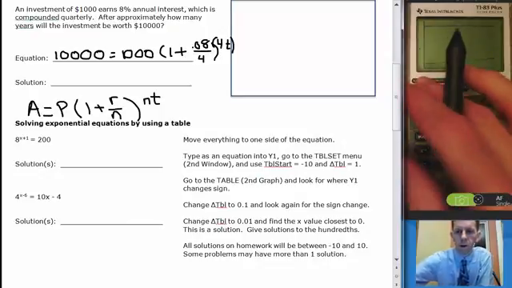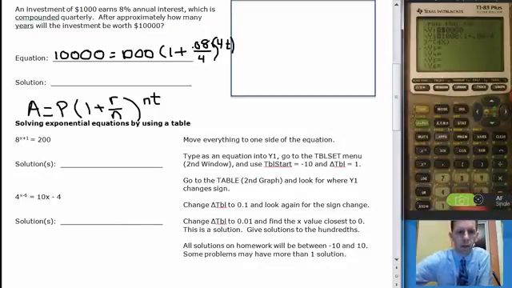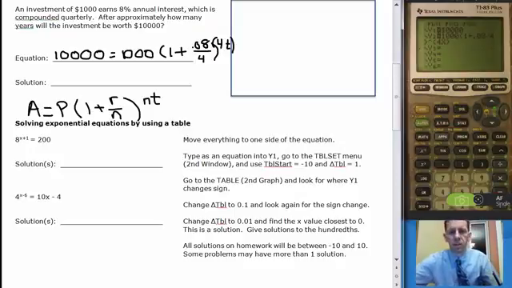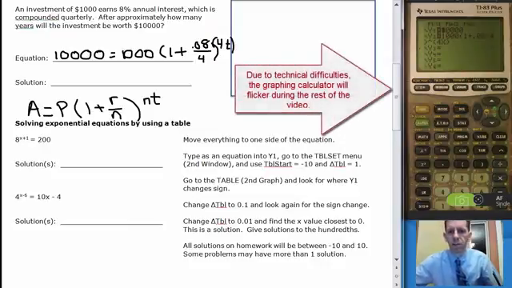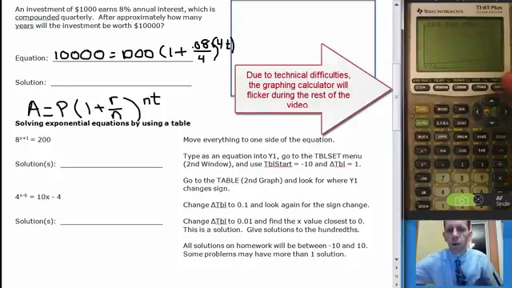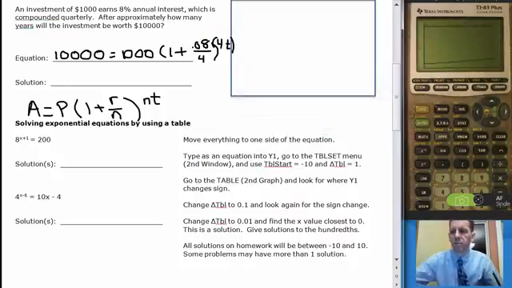So when we graph our equations in the y equals menu, y equals 10,000, and then y equals 1,000 times 1 plus 0.08 over 4 to the 4x power, notice when you do type this in, the only places you need parentheses are where they're actually listed in our equation. So around the 1 plus 0.08 over 4, and then this 4x power. We're using x in place of t. And when we hit graph, you'll notice that our graphs don't intersect.